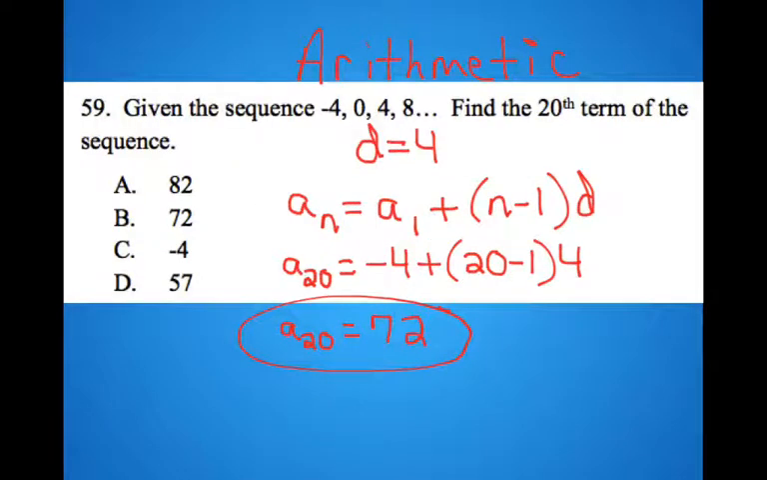This one's arithmetic. You can tell that you just have to add to get to the next number, add or subtract. In this case, you just have to add 4, so that's your common difference, and use the arithmetic formula. You put your first term there, and then we're looking for the 20th. So 20 minus 1 times the 4 gives you 72.